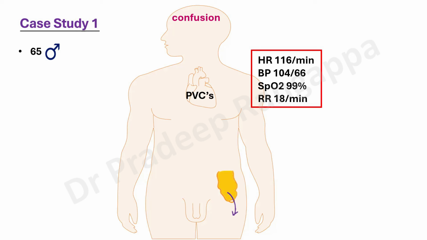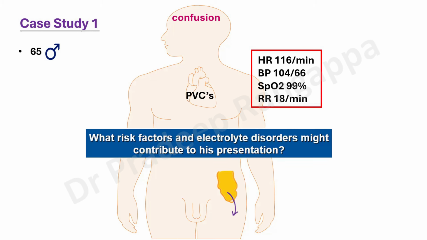When you look at the vitals of this gentleman, heart rate was 116, so slightly tachycardic, blood pressure a little borderline, saturating well and maintaining a good respiratory rate. The question one would ask is, what are the risk factors and electrolyte disorders that could be present in this individual, which is leading to his confusion? Obviously, the things that come to your mind are he could have hyponatremia, he could have hypernatremia because of a lot of water losses, or there could be severe potassium deficiencies, which can lead to cardiac disturbances, or magnesium deficiencies, and so on.